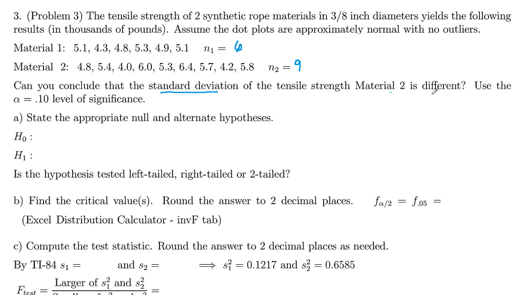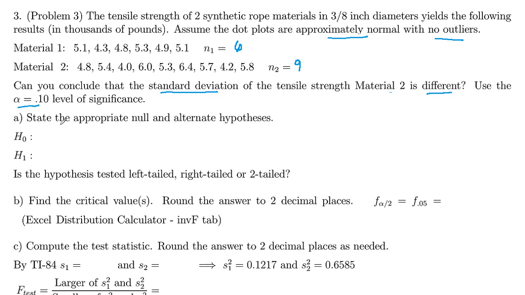The question we're asking is, can you conclude that the standard deviation of the tensile strength of material 2 is different, so different from material 1. Use the alpha is 0.10 level of significance. We'll notice here that we are assuming that the dot plots are approximately normal with no outliers. Those are the test requirements. So that's given to us. We don't need to check that.